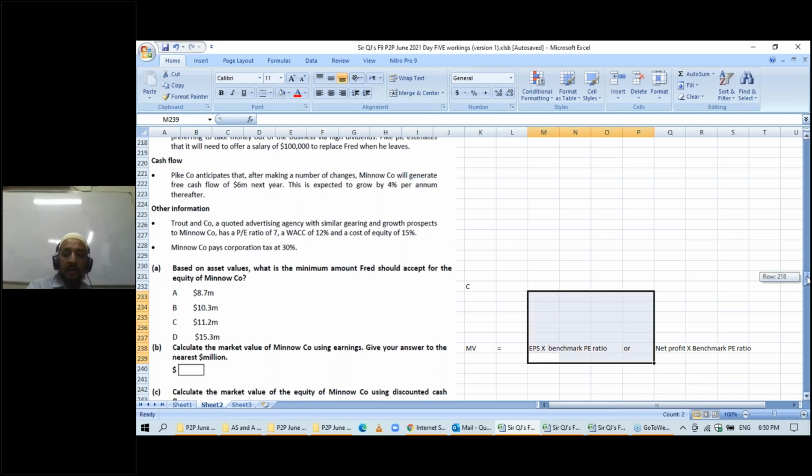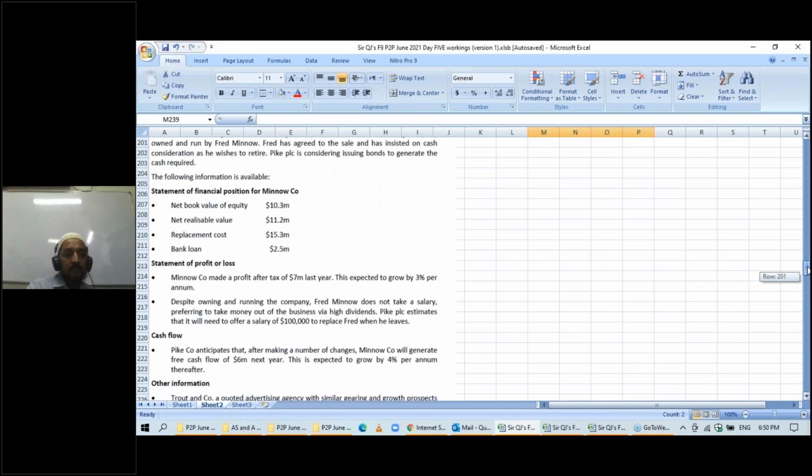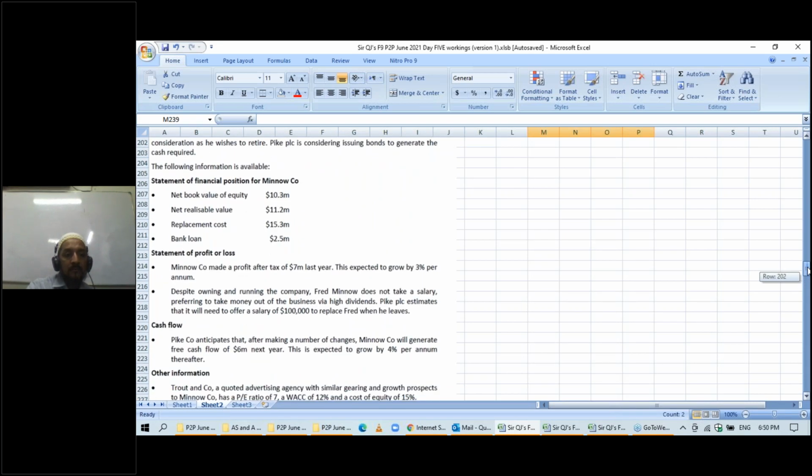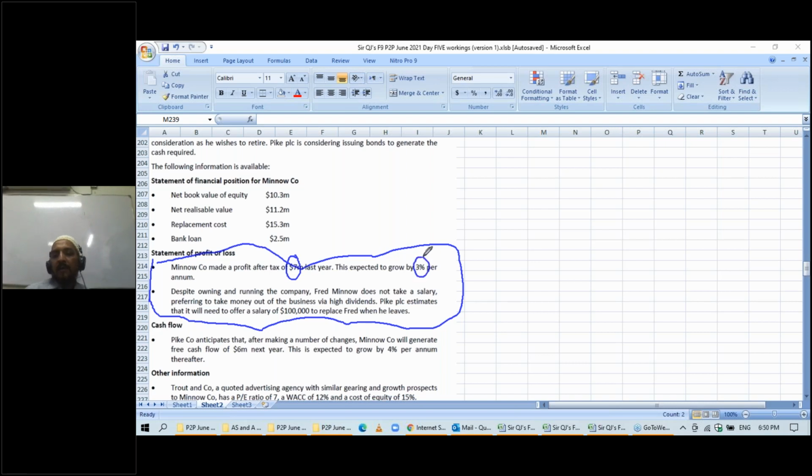Let me refer to the things in the question. Please read this part, statement of profits. This is Minnow company's statement of profit. So this is an income based measure. The profit after tax was 7 million and it is expected to grow by 3%. So if you are predicting a price, you won't be using this figure. You will be using 7 into 3% growth, which will be next year's profit, which is going to be sustained in the future, because that's historic profits. So you're using a sustainable profit.